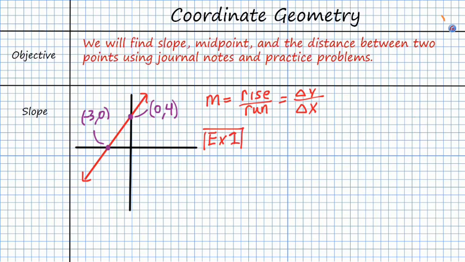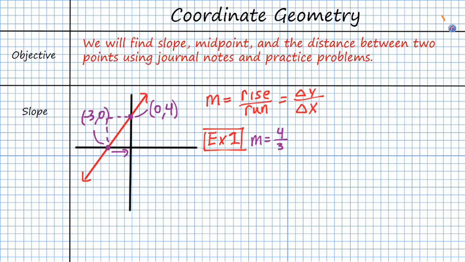example 1, if I'm given graphically 2 points, then I can find the slope by doing the change in y over change in x. So in this case, it looks like I'm rising 4, and I'm running 3. So rise over run, m is equal to, I rose 4, and then I ran 3. So my slope is 4 over 3. So when we have a graph, it's easy to do this.